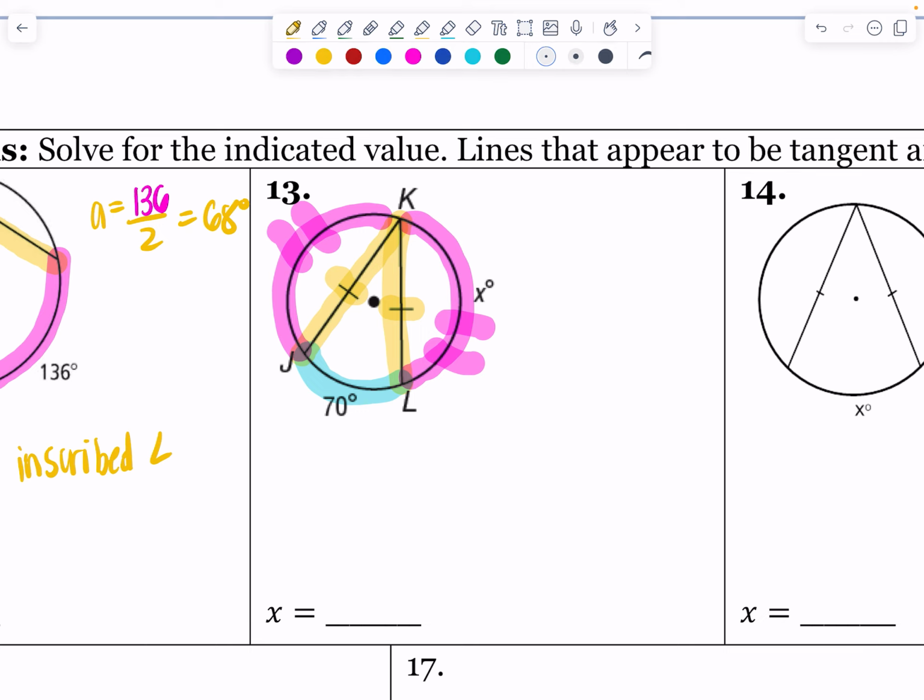So what I'm going to do is take a full circle. A full circle is 360 degrees. And I'm going to subtract off the 70 I spent on that intercepted arc. When you do that, you're going to get 290.